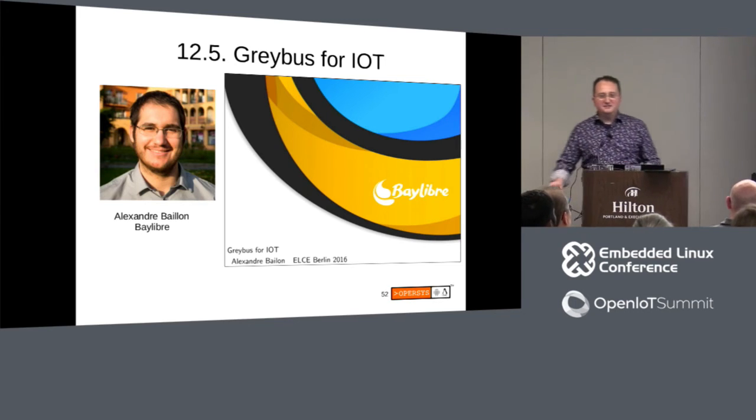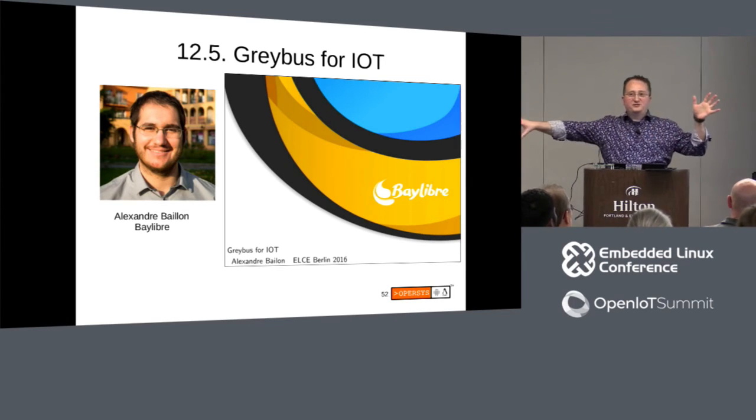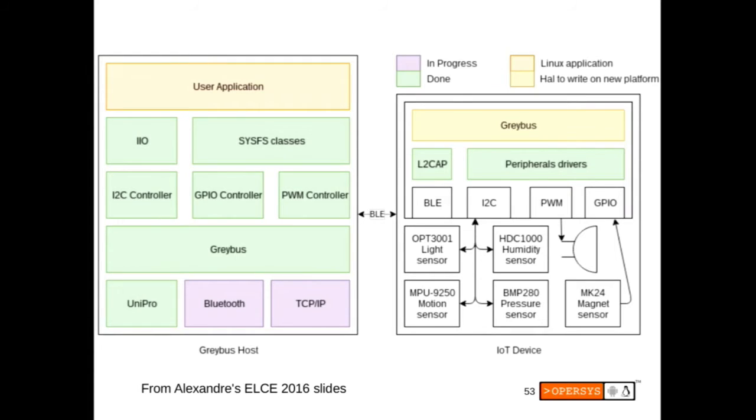What Alexandre set out to do is to actually take Greybus, remove the UniPro stuff, and put essentially just IoT underneath it. I'm stealing this slide from his presentation. The way he laid it out was to have, say, your Linux host talking over BLE to some microcontroller on the other side that is Greybus enabled.